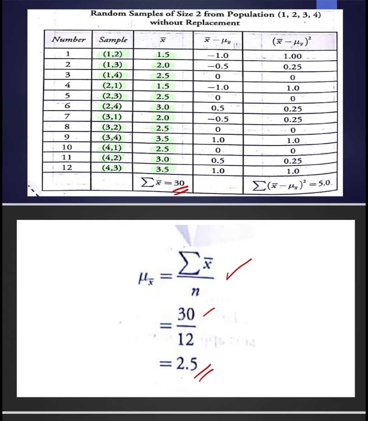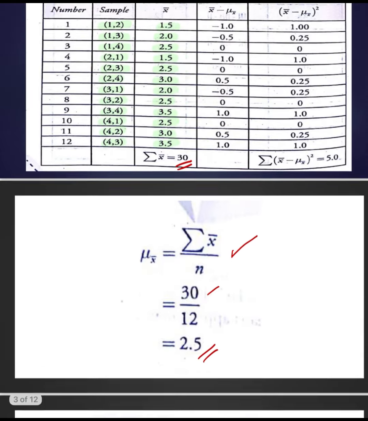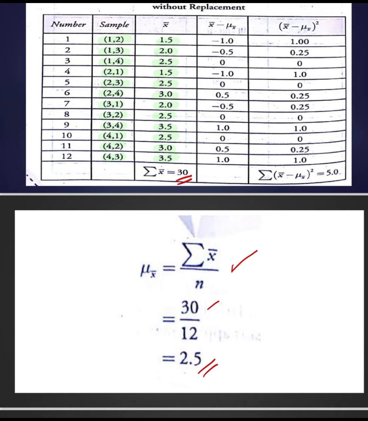As you notice, the mean is 2.5, the same as the mean when the sample is drawn with replacement. To calculate the variance of the sampling distribution of means, let's continue working on our table. Of course, you have to subtract the sample mean from the obtained mean of the sampling distribution of means, which is 2.5. So 1.5 minus 2.5 is negative 1.0.